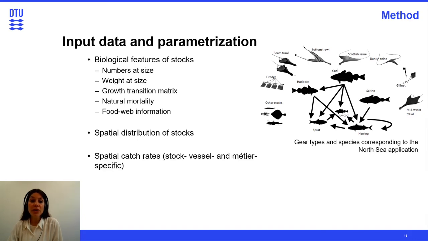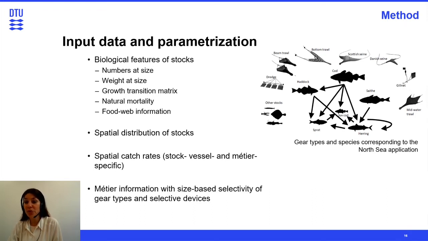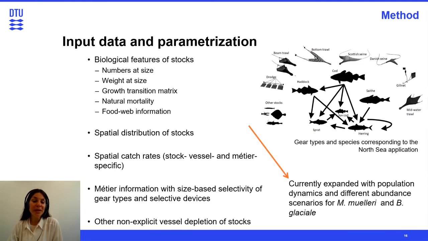Those stocks are depleted according to spatial catch rates, according to stock, vessel, and métier. Métier information is therefore also necessary, indicating the size-based selectivity of the different fishing gears. Also, other non-explicit vessel depletion of the stocks should be informed. Currently, we're working on expanding the population dynamics and different abundance layers for the two mesopelagic species under investigation.